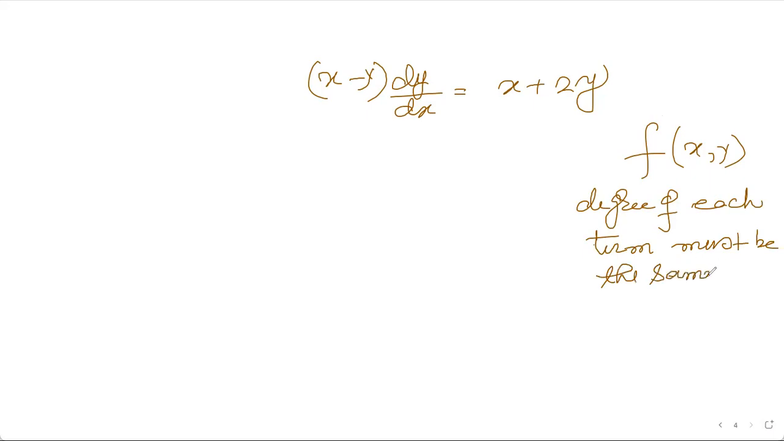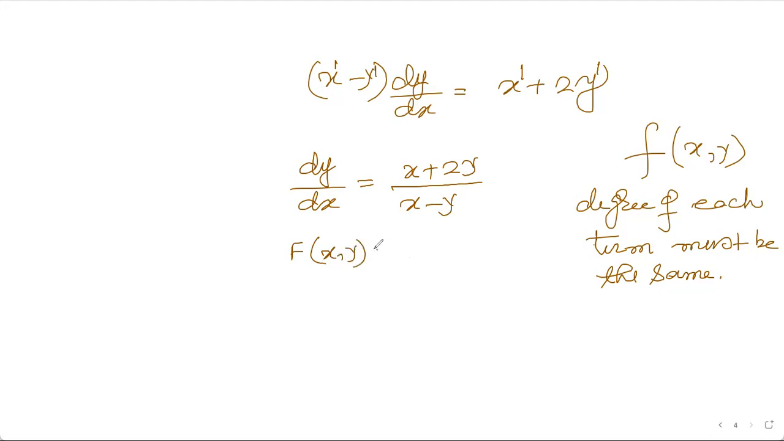So what do you observe? The degree of x is 1 here, the degree of y is 1 here. On the right side also the degree of x is 1 and the degree of y is 1. So if I write it this way, the function becomes (x plus 2y) upon (x minus y). At first, it is very essential to check the degree of the variables. So you can write like this, check the degree.